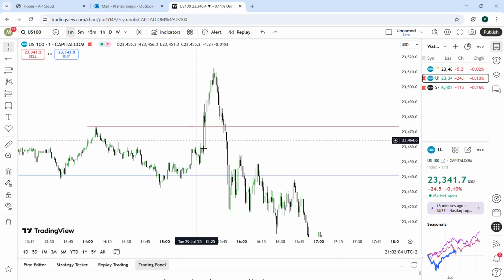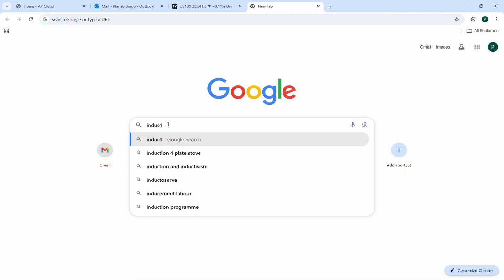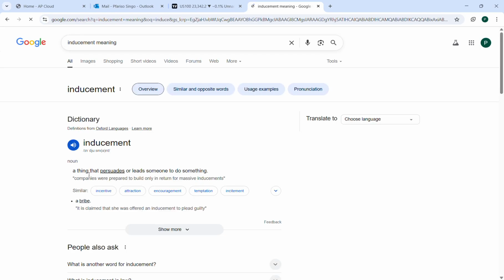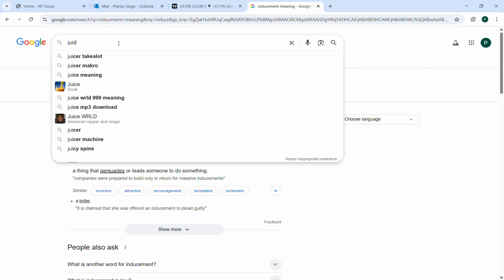So an inducement move, or a Judas swing. Let me see here, what is an inducement? Just to give you an idea of what I'm talking about, right? Inducement is a thing that persuades or leads someone to do something. So in the context of trading, that move persuades people to think that price is actually buying, and it led them into placing more orders to buy, right? So I can call it an inducement move or a Judas swing.